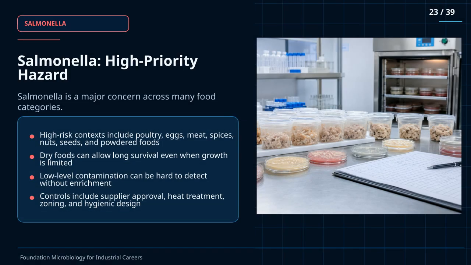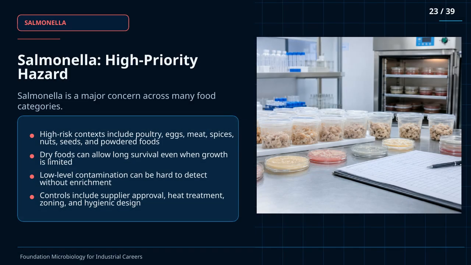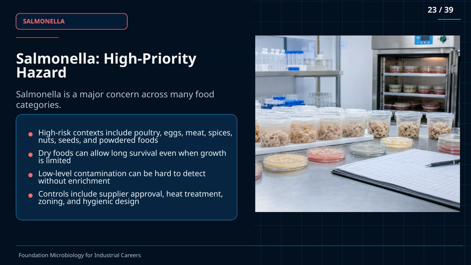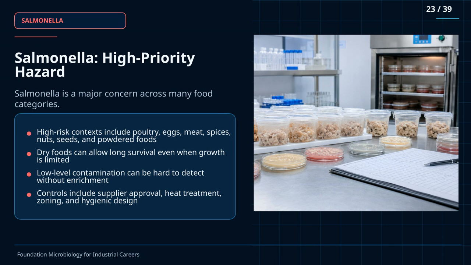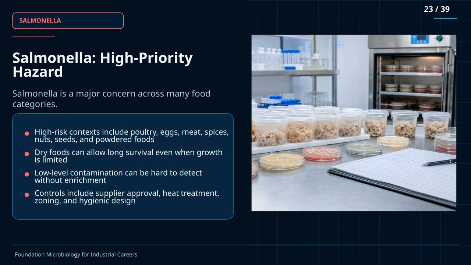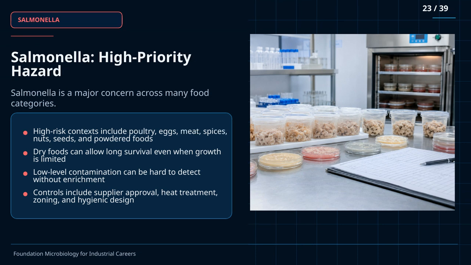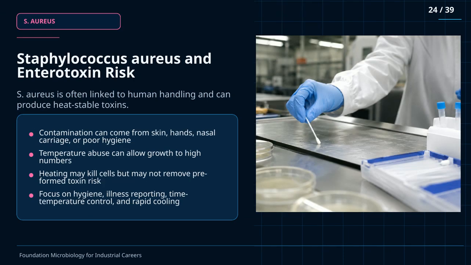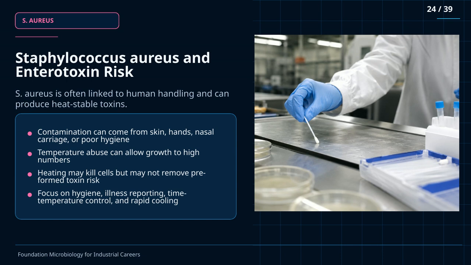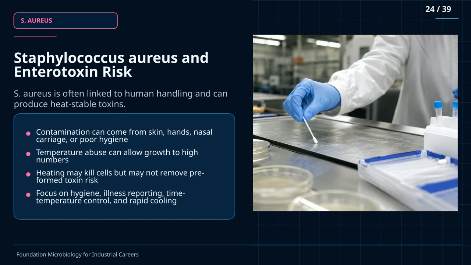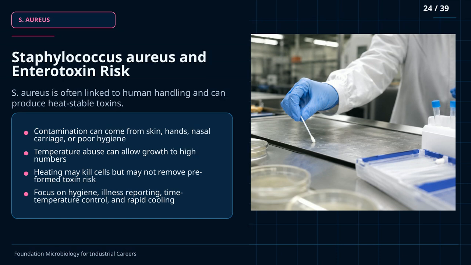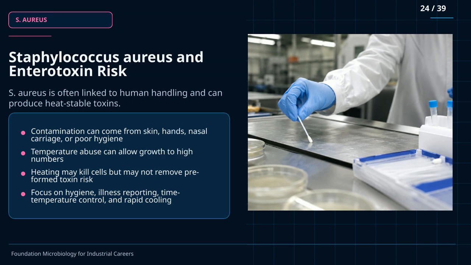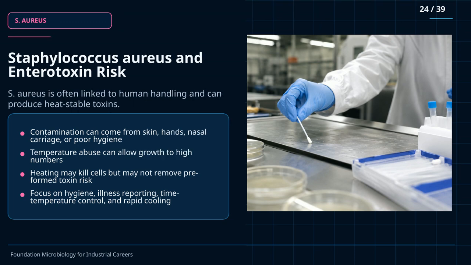Salmonella is a high-priority food safety hazard across many food categories, including animal products and dry ingredients. Effective control relies on supplier approval, heat treatment, zoning, hygienic design, and separation of raw and ready-to-eat areas. Staphylococcus aureus is often associated with human handling and can produce heat-stable toxins under favorable conditions. Personnel hygiene, illness reporting, rapid cooling, and prevention of manual post-process handling are key controls.